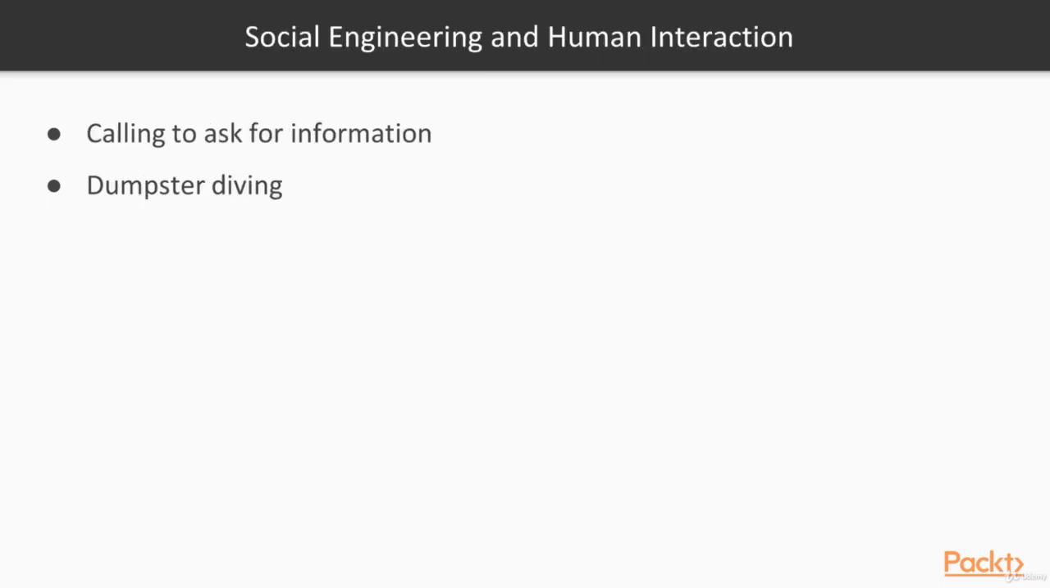So social engineering and human interaction. An example of that would be calling to ask for information, calling the company up and pretending to be maybe a service employee or someone affiliated with that company to gain information. Another example of social engineering or human interaction is dumpster diving, and that's where you actually go through the target's trash looking for documents with information on network topology, passwords, that kind of thing.